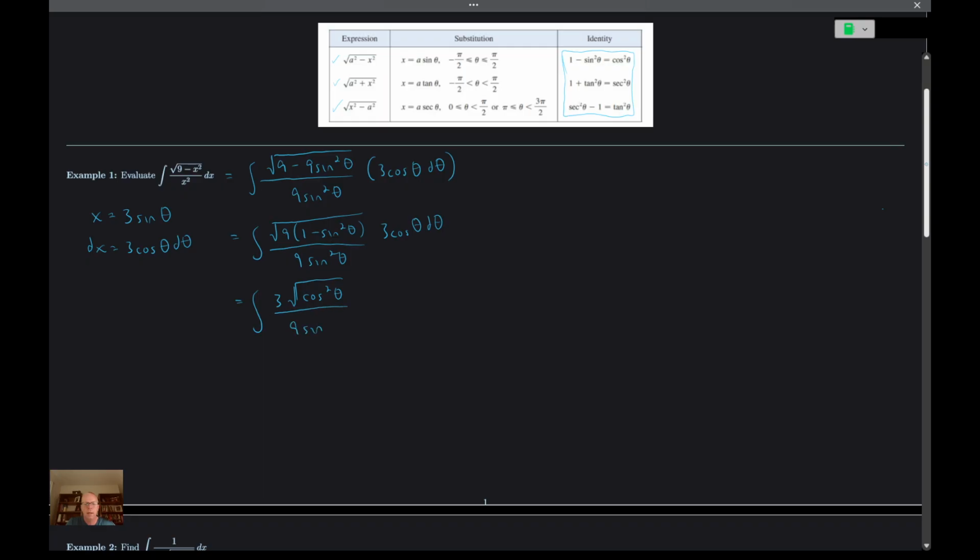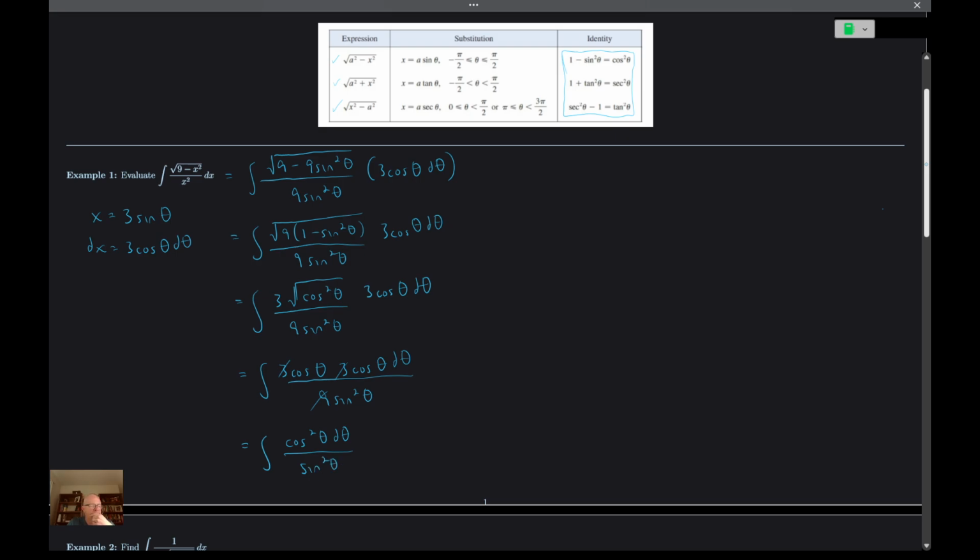And then 9 sine squared theta, and then 3 cosine theta d theta. Okay, so now let's see what we got. Square root of cosine squared, of course, those will cancel out, and we'll just have a 3 cosine theta on top, along with the 3 cosine theta d theta, all over 9 sine squared theta. And so we can probably cancel out all that. 3 times 3 would be 9. That'd cancel with that 9. And so that gives us cosine squared theta d theta over sine squared theta.